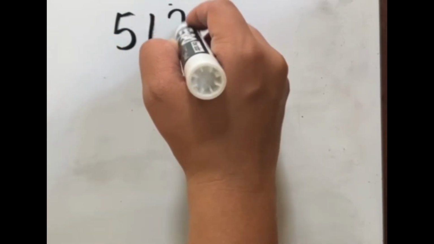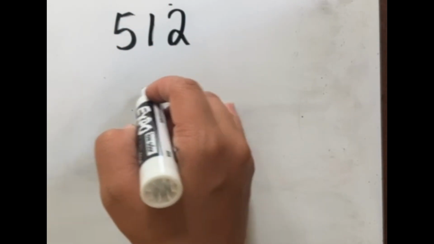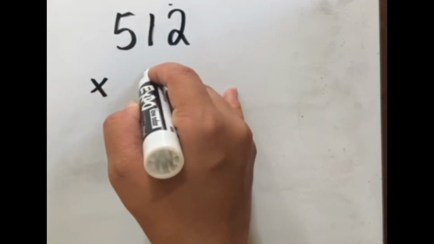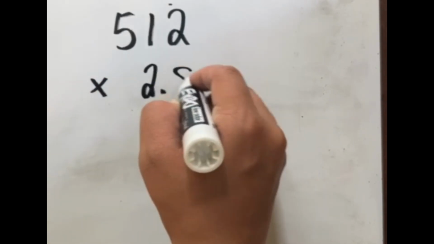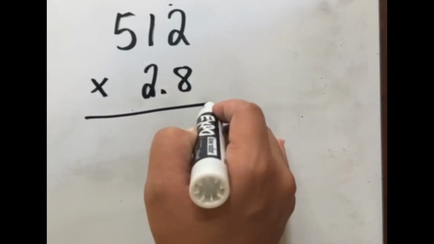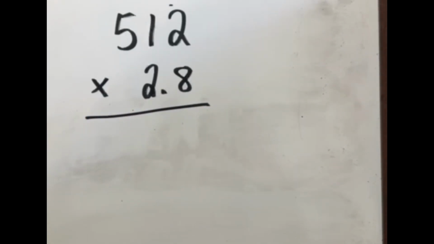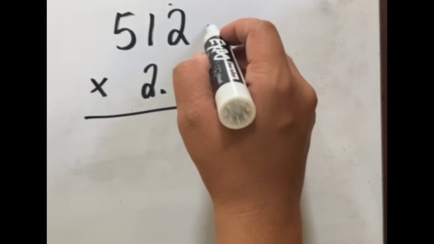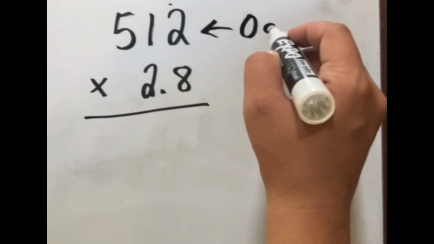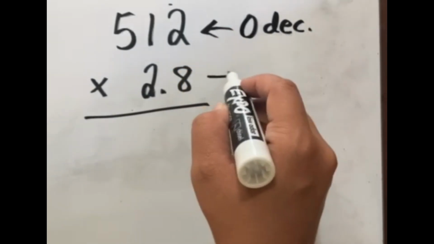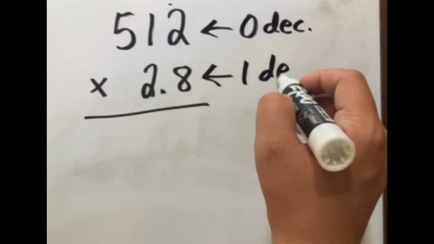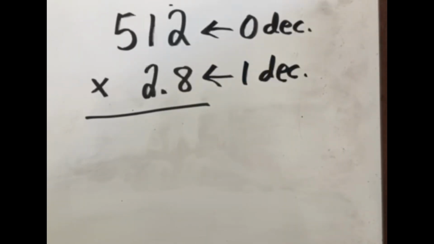512 times 2.8. So with a whole number, we don't have any decimal places. With our second term, we have 1 decimal place. So our answer is going to have a total of 1 decimal place.